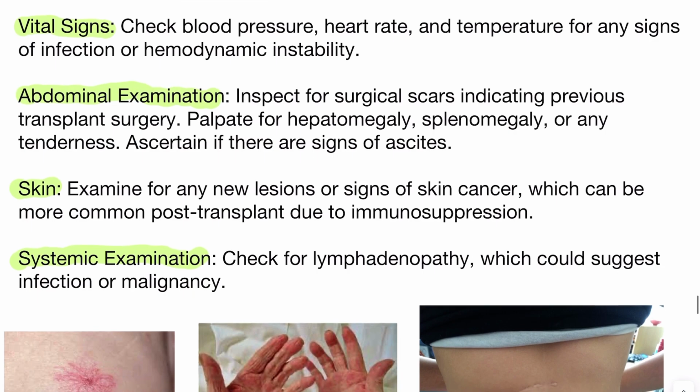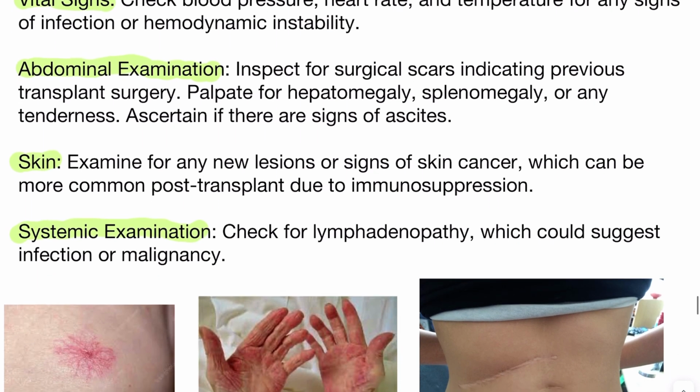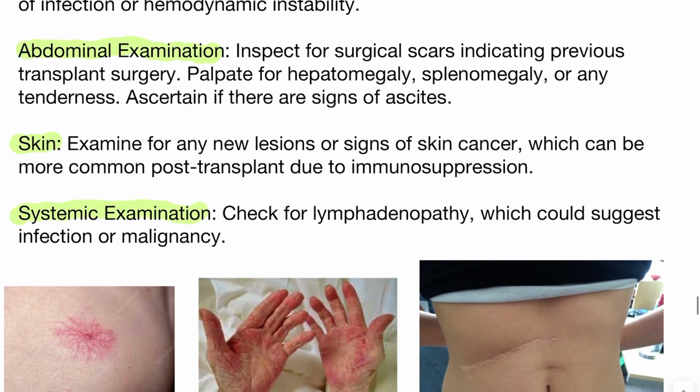On the abdominal examination, inspect for surgical scars indicating previous transplant surgery. And then after that, we're going to palpate for any hepatomegaly, any splenomegaly, or any tenderness. And we also want to make sure that we don't miss any situs inversus. This is actually quite a straightforward station.